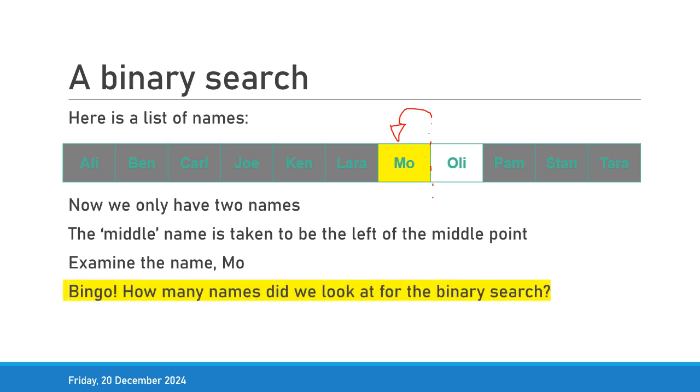So how many did we look at? Well, we looked at Lara first, then we looked at Pam, then we looked at Mo. So in 3 searches, we've managed to find what we were looking for.